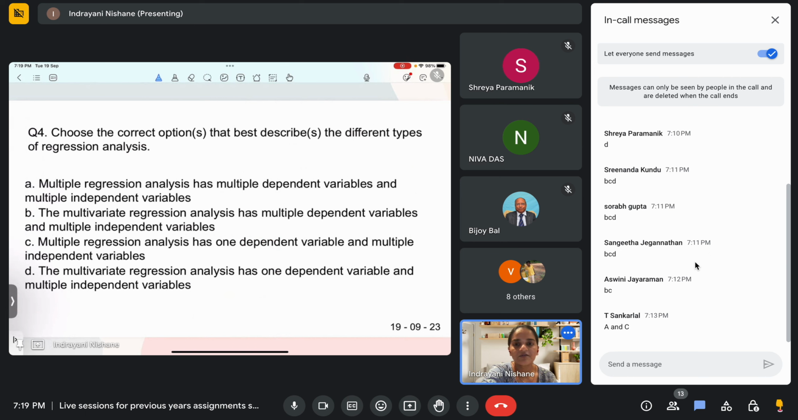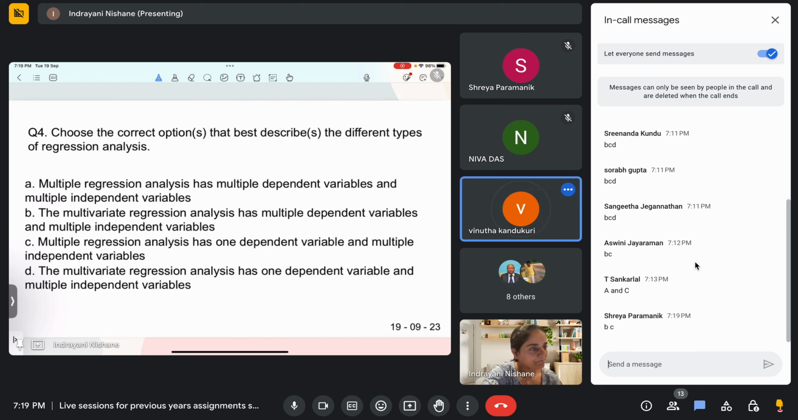Choose the correct options which best describe the different types of regression analysis. Remember the slide which I showed at the beginning of this class? This is actually that slide. You have to tell me which options are correct. Question 4. I have to read all the options, right? First: multiple regression analysis has multiple dependent variables and multiple independent variables. Is it true? No. The second one is true. Multivariate has multiple dependent variables and multiple independent variables, so it is correct.